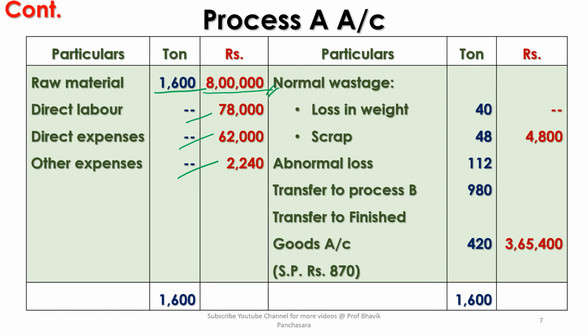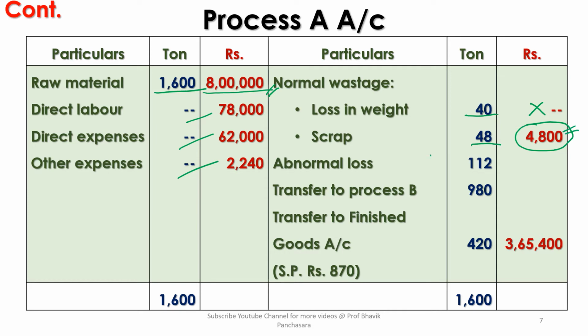Now, if we see the credit side, friends, here there is a loss in weight. It means this is a weight loss. So, never show an amount for that. But for scrap material, we definitely will sell at scrap value. So, for the first process, the scrap value per ton is 100. So, 48 ton at the rate of 100, here we will receive 4800 rupees.